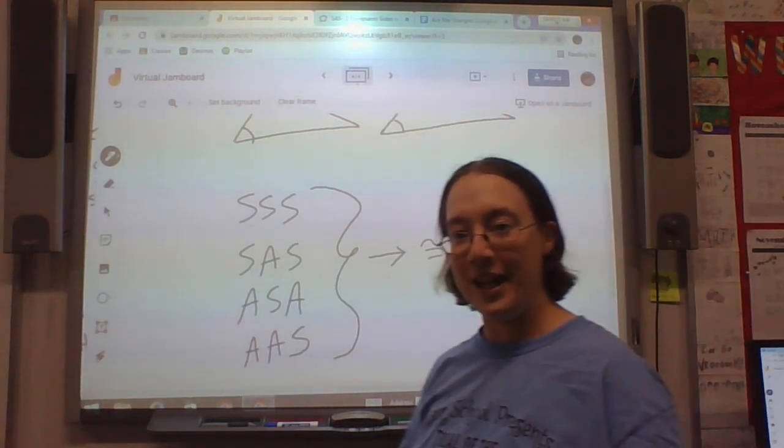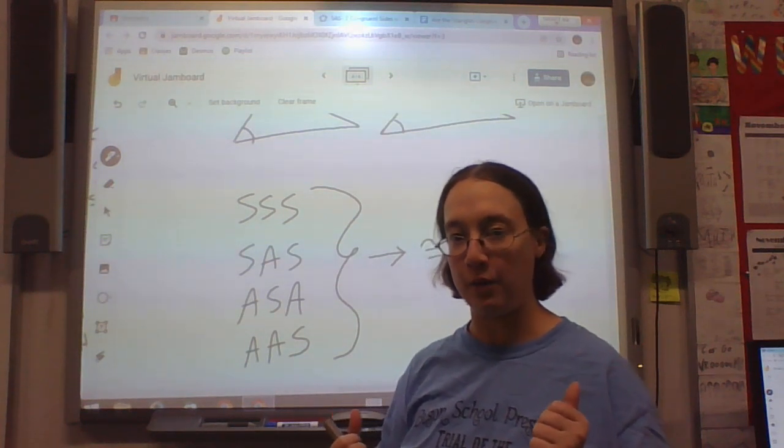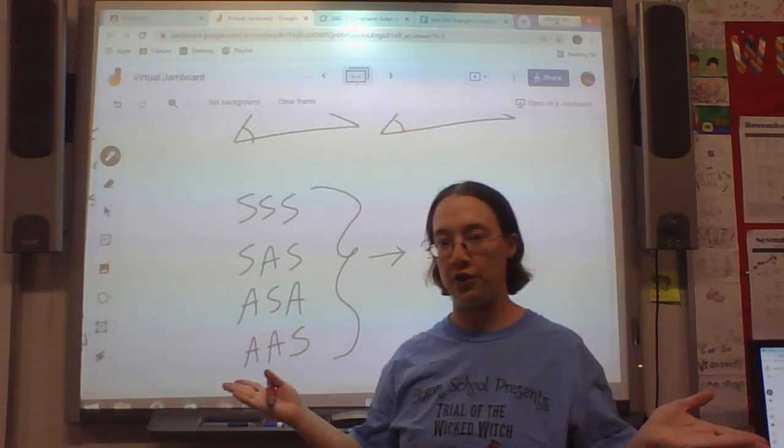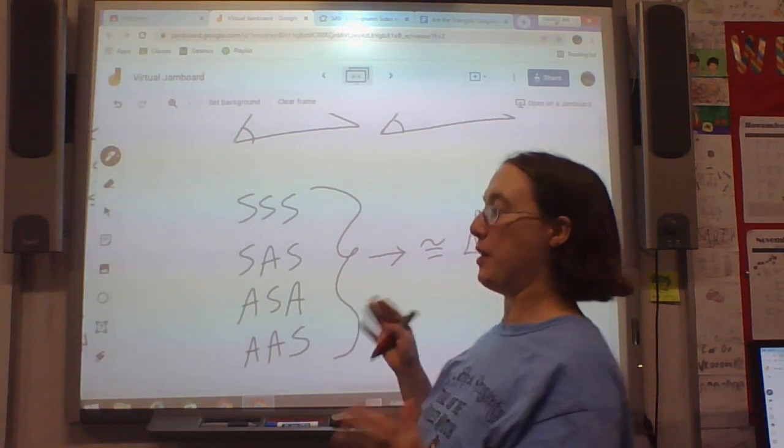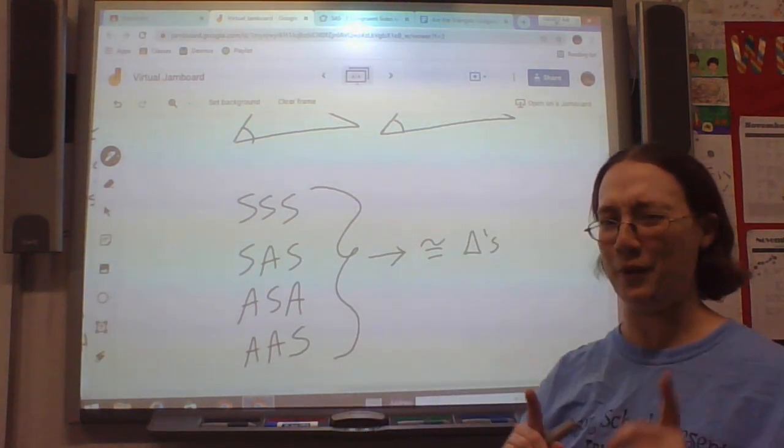So what we're doing with that today is we're looking at some pairs of triangles, and we're going to say, do we know that these triangles are congruent? And for now, you're not going to have to prove they're congruent. You're just going to have to say whether we know that they're congruent or not. We'll get to the proofs when we get back in person.